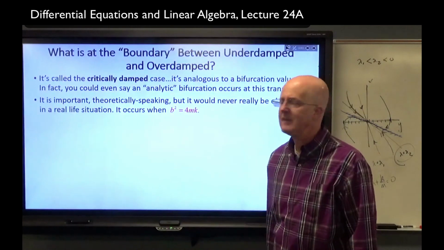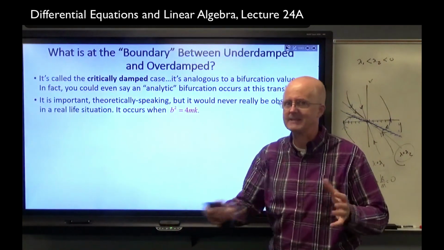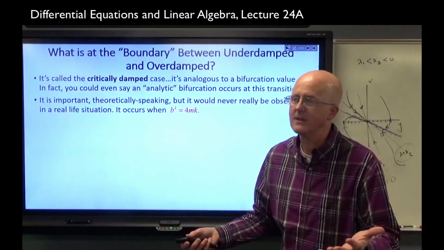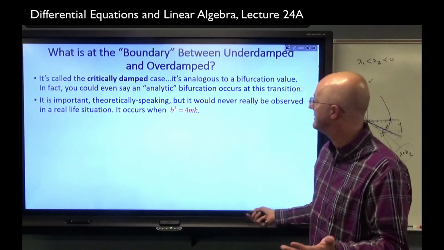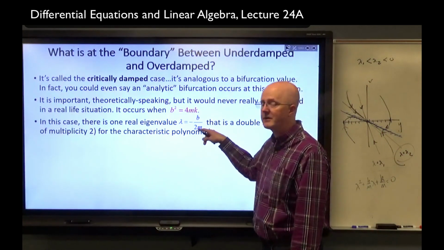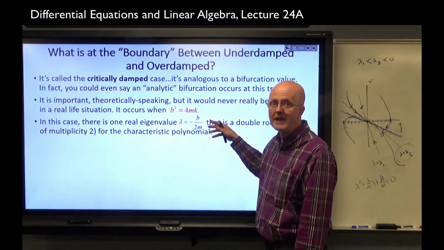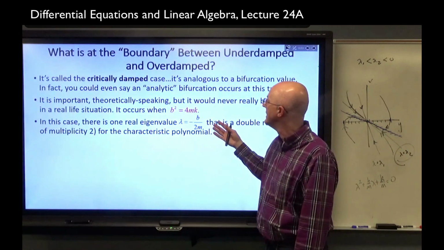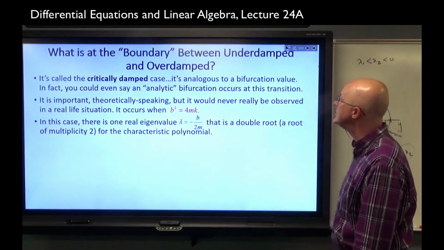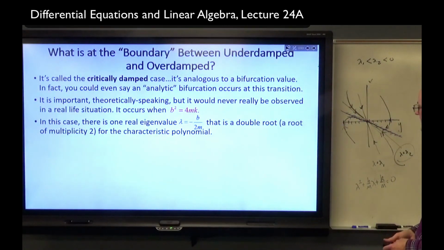And in real life, exact equations like this with masses on springs would never happen. Not exactly. It would occur with probability 0, is another way to think of it. In this case, though, if we're thinking about it theoretically, there's just one real eigenvalue. It's the first part of the quadratic formula. The plus or minus square root goes away because the square root is 0. It's one real number, but it has multiplicity 2 in the characteristic polynomial.